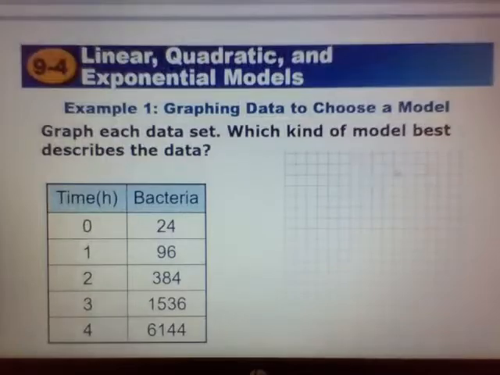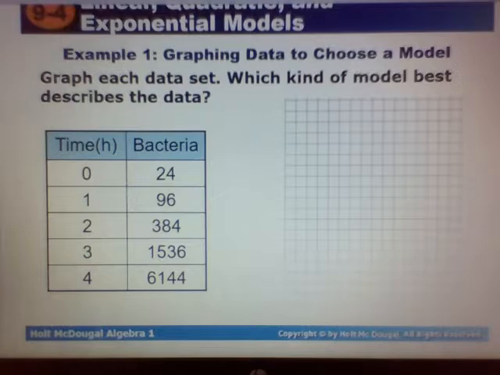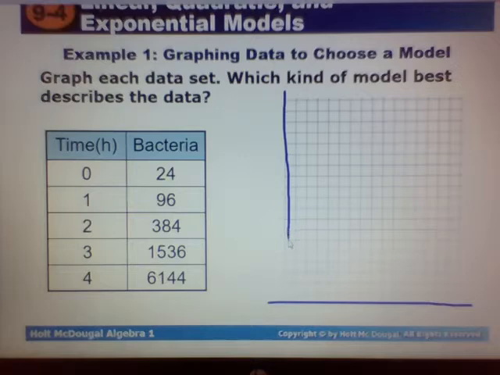Looking at our first example here, we're going to graph data and choose a model. So we're going to choose which kind of model best describes this data. As we look at what's happening, we've got time and bacteria. Hopefully you've been paying attention in your science classes if you've done any graphs there. The idea is that we are going to pick our scale. Notice that we only have 0 to 4, but we have all of these lines to go through. So we may as well skip every other so that we can give it a bigger spread.